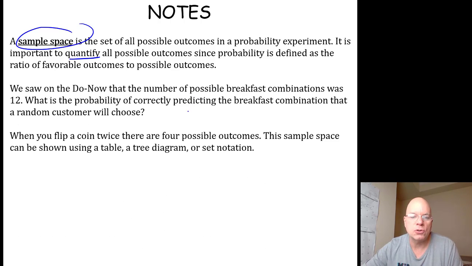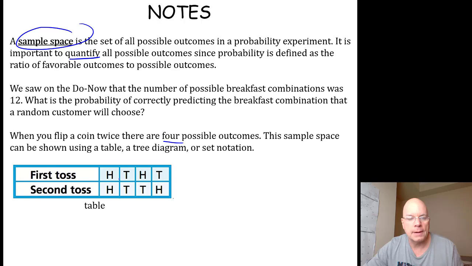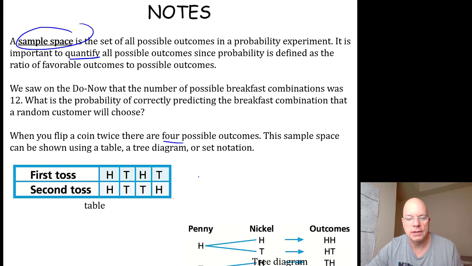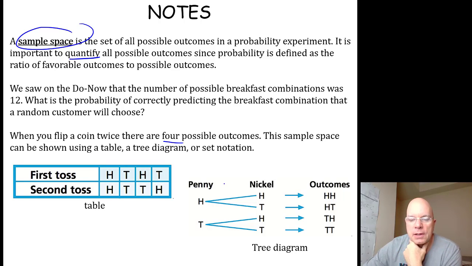If you flip a coin twice, there are 4 possible outcomes. We've looked at that sample space before. You could get heads heads, tails tails, or heads tails, tails heads. If you imagine you were tossing a penny and then a nickel, you could get heads or tails on the penny, and then whether you got heads or tails on the penny, you could still get heads or tails on the nickel.